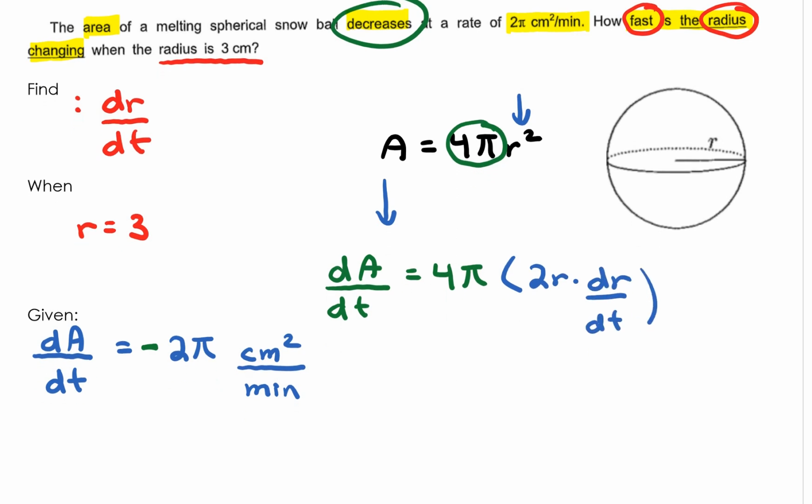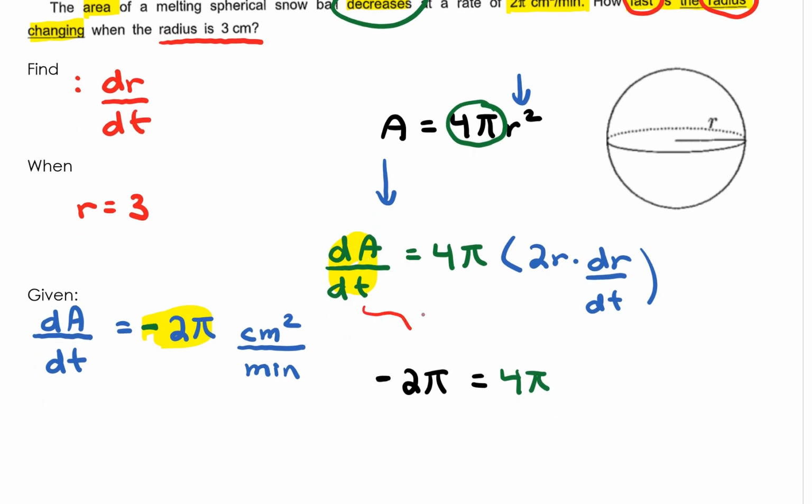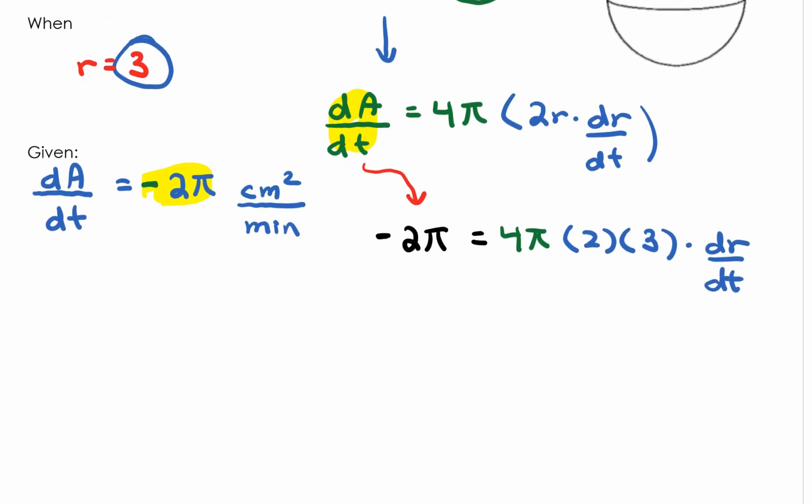Okay, so after that, let's figure out what's happening here. I want to find what dr over dt is. For this particular problem, we're given dA over dt as negative 2 pi. So the way you write that in is negative 2 pi equals 4 pi, and then I'll put brackets, 2, and the radius is going to be 3, right? So I'll put a 3 there, and then times dr by dt. So that's what the expression looks like if I plug in all the necessary numbers. And just remember the radius was 3, so that's where that 3 comes from.